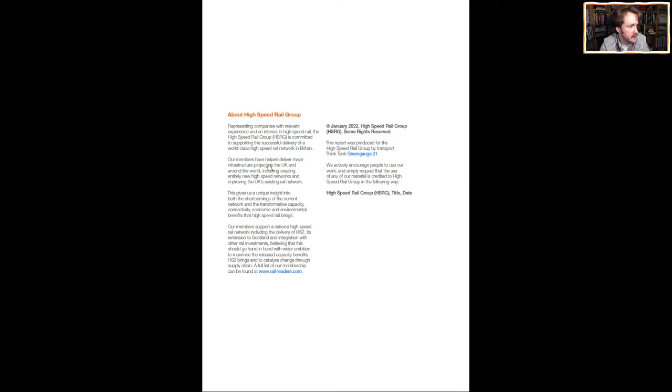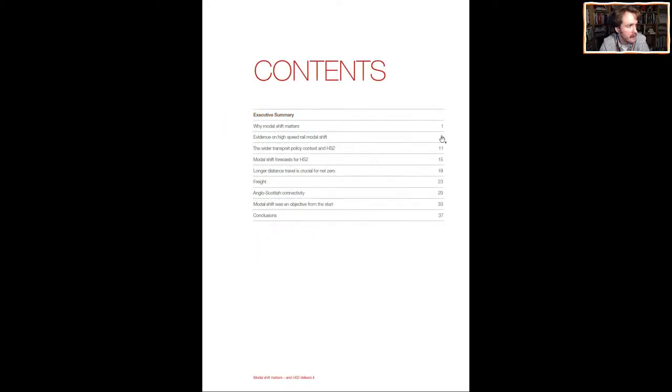Right, there's the High Speed Rail Group. Fine, we'll forget about that. It's not a big report, this one, don't worry. It's about 30, 35 pages. Why modal shift matters, evidence on high-speed rail modal shift, wider transport policy context in HS2, forecasts for HS2, longer distance travel crucial for net zero, some stuff about freight, cross-border connectivity between England and Scotland, and the fact that modal shift is an objective from the start, and the conclusion. So, interesting little thing to have a look through.